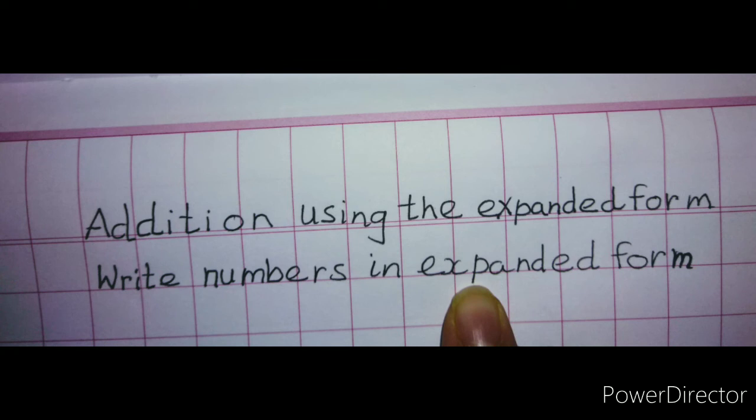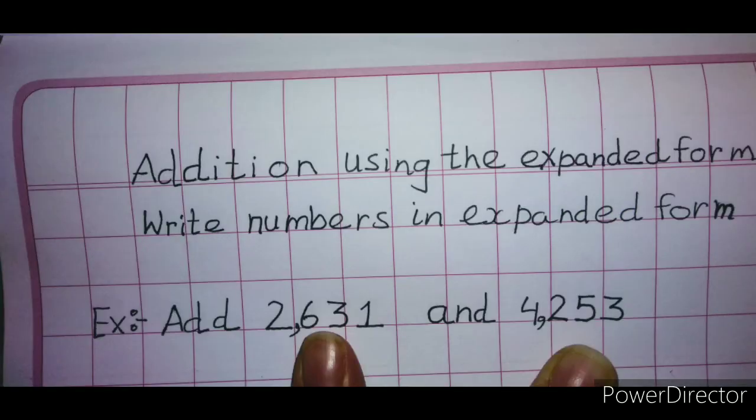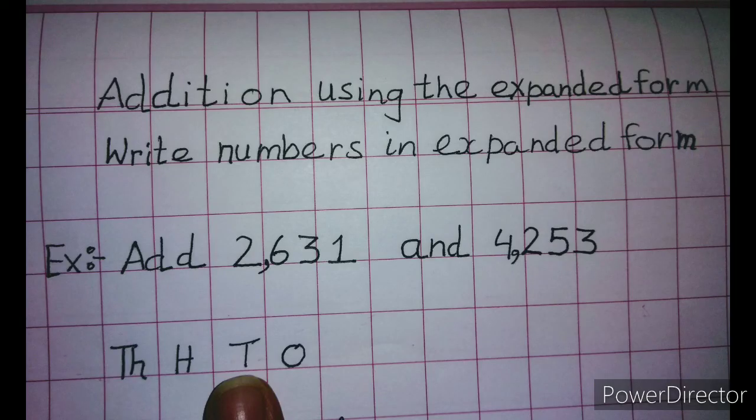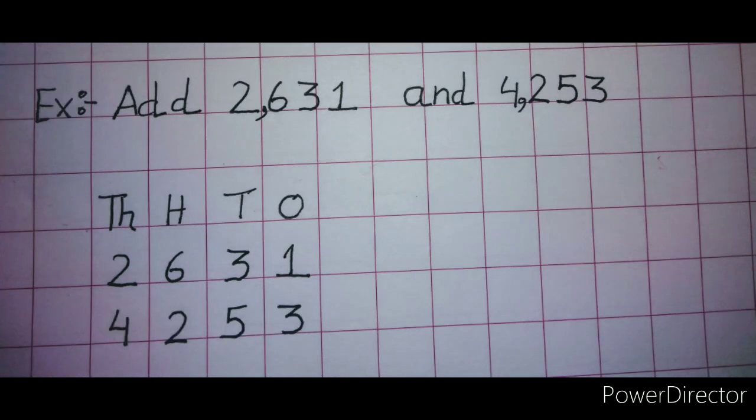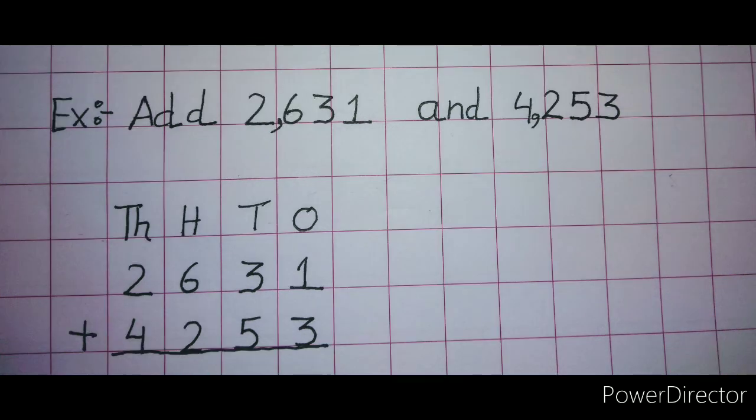Next topic is addition using the expanded form. For addition using the expanded form, first we have to write the given numbers in expanded form. So let's see an example. Suppose we have to add 2631 and 4253. First we write them in columns under thousands, hundreds, tens and ones. Then we put the plus sign, the addition sign, and then we will add by expanding.